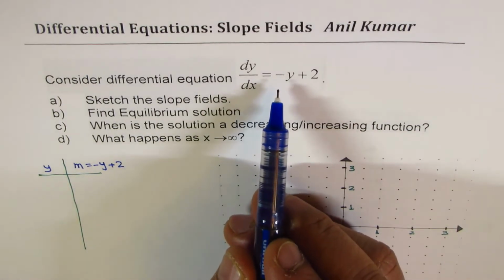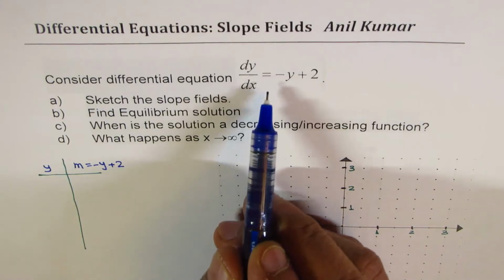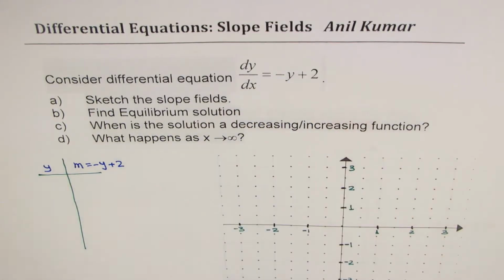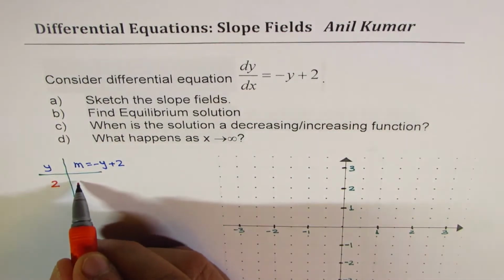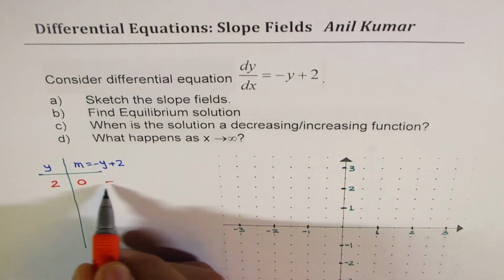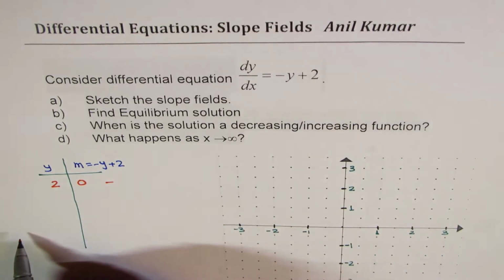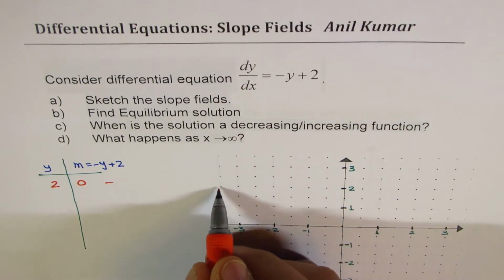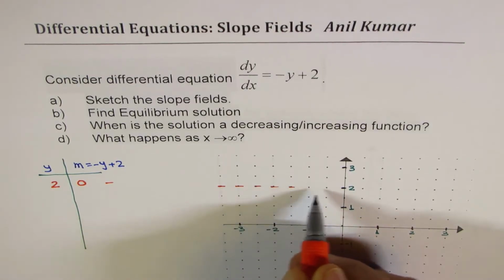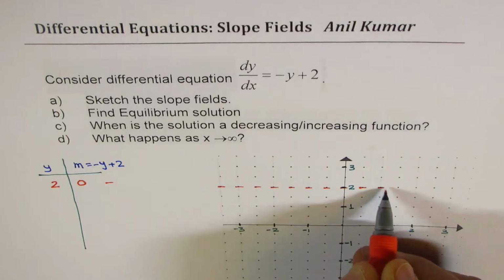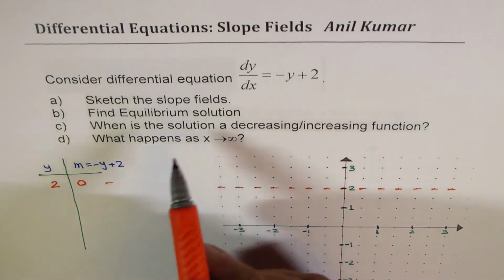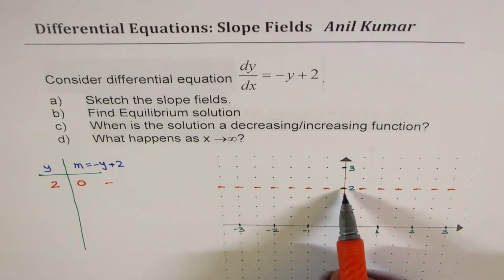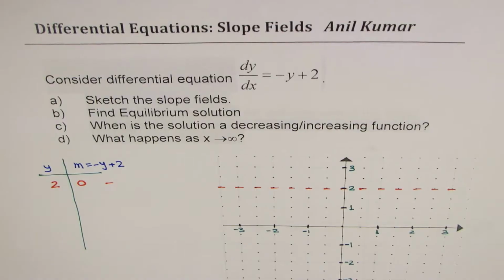Always to begin with, we have to look for easy values. So first is y equals 2. If I take a value of y as 2, then minus 2 plus 2 is 0. Now 0 means horizontal is going to be the slope, right? That is 0 slope. So at y equals 2, all these points we can mark horizontal short segments. These short segments are actually the slope fields for y equals 2. So any differential equation solution curve will be tangent to these points. That's the whole idea, correct?